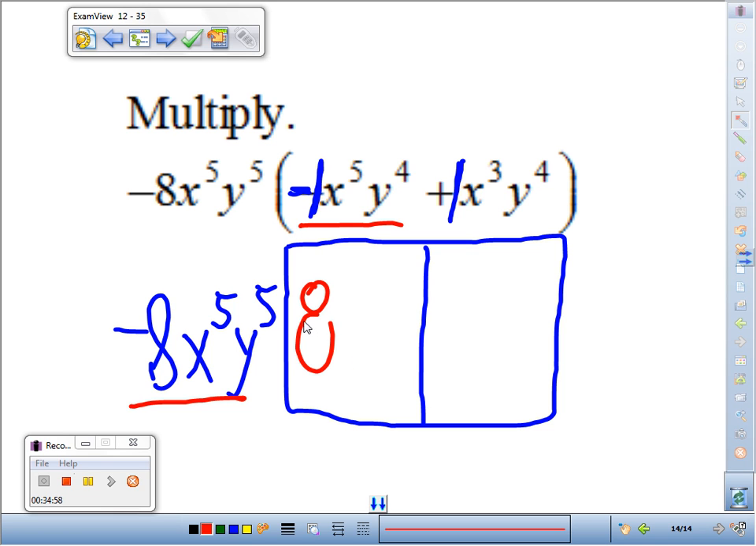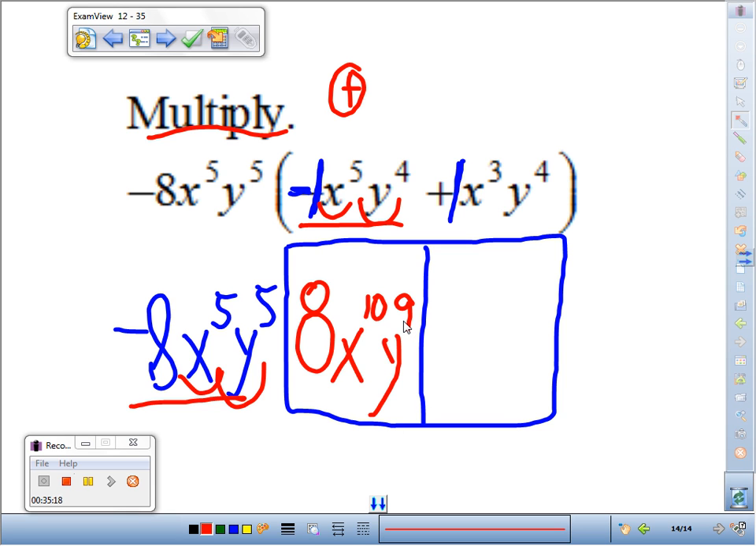So, what is negative 8 times negative 1? Positive 8. x to the 5th times x to the 5th. Since we're multiplying, we're adding the exponents. So this is x to the 10th. Next, y to the 5th and y to the 4th. Once again, since we're multiplying, we're adding the exponents. This is y to the 9th. Are we there so far?